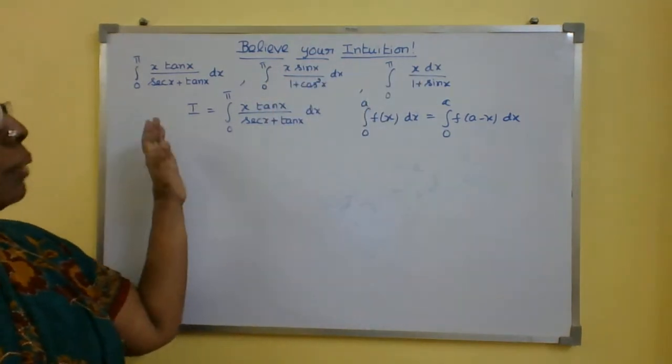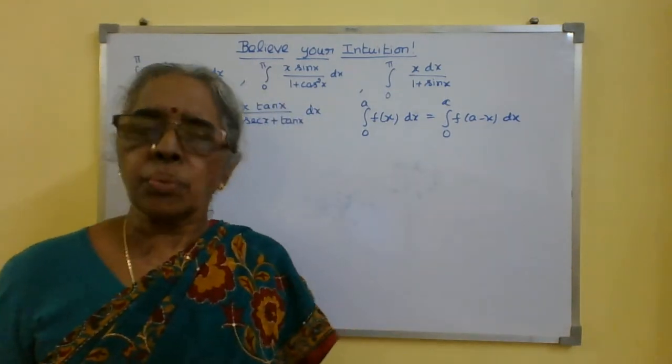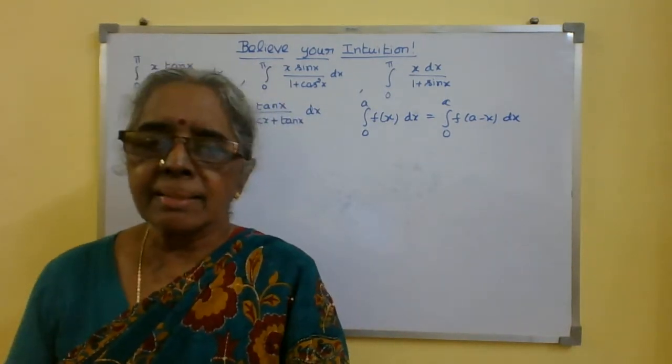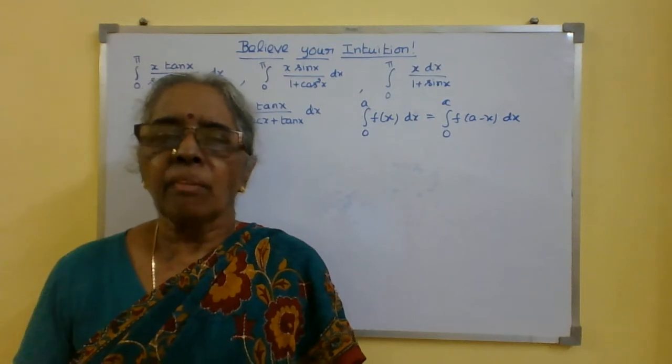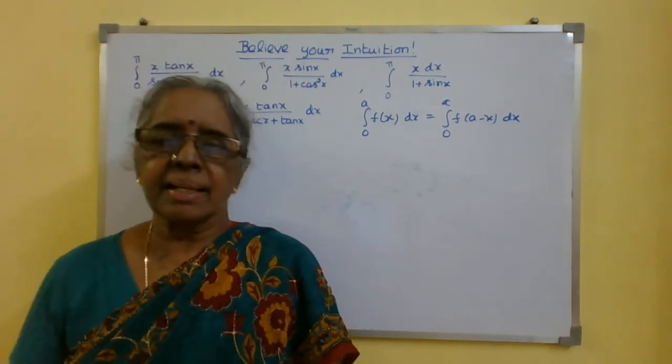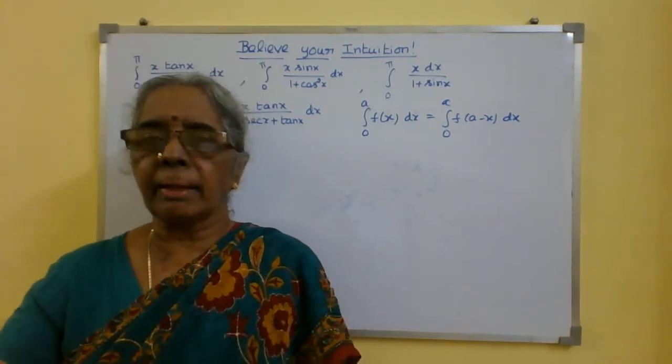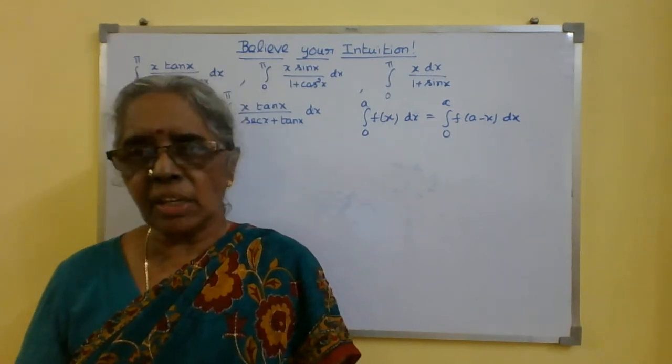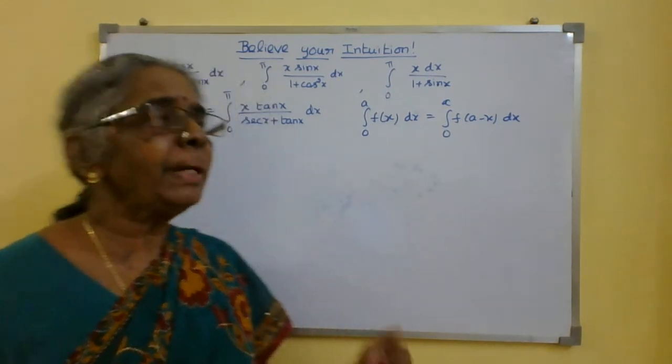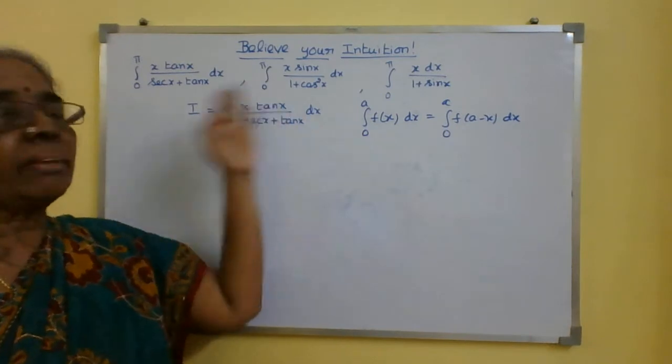Now in these three sums, we will be using this property. The purpose is, if we use this property, we will be able to eliminate the x and the sum will contain only trigonometric functions and it will be very easy for us to integrate. Now, let me tell you one sum and you can try the other two sums.